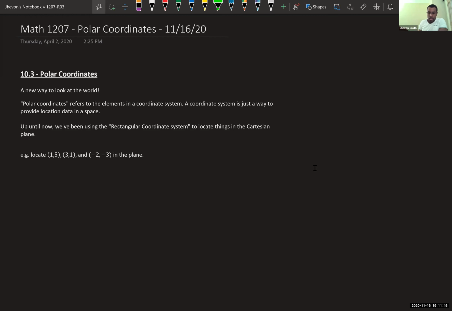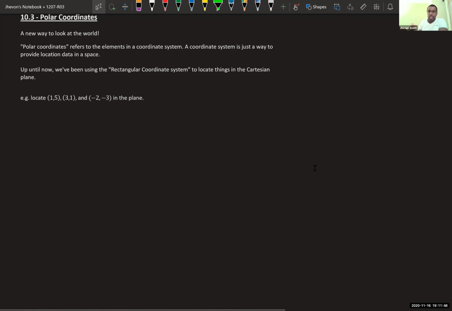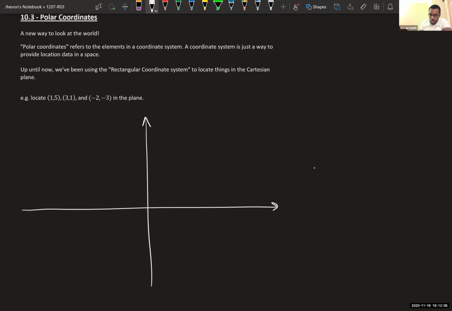It's a cool concept, not super complicated, but it'll take you a while for your brain to switch how it's working. So what I do want to remind you of is what you already know. Normally when we're doing things on an axis and we're talking about location, we do location in terms of what's called the rectangular coordinate system, right? So what is the rectangular coordinate system?